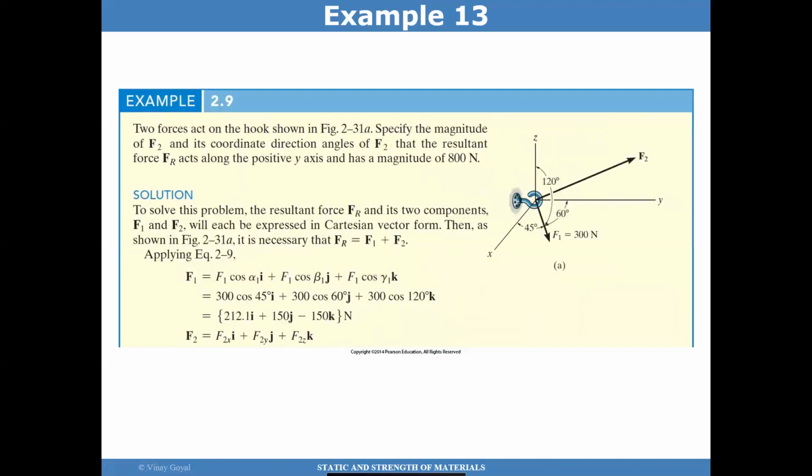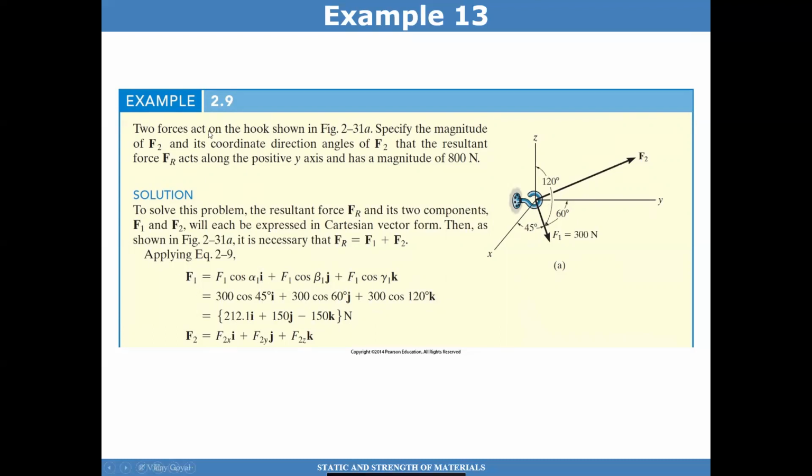Example 13 is yet another variation of the problem. Again, all these problems are very similar in nature. Here, I gave you the angle of f relative to x, y, and z. So that's way easier. Now I have 300 newtons. Cosine of this gives me the fx direction because I'm projecting f onto x. So that's f cosine 45. That's this value here. Then this one is projected into that one. So that's cosine 60. And then f projected to z, that's cosine of 120. So now I know the components of the vector f1.